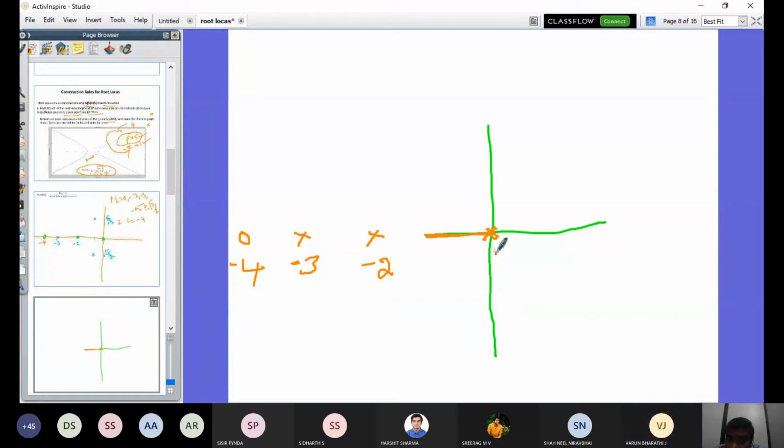Here you can put your hand. On this right side, you can see how many poles there will be. How many poles? One. Even or odd? Odd. So from this point the root locus axis starts, and this segment will be involved in the root locus axis, starting from this point and ending at the next pole or zero. Clear? This part will be involved in the root locus axis.